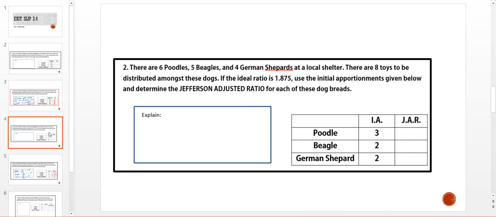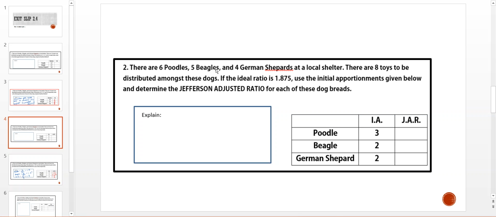Second question, there are 6 poodles, 5 beagles, and 4 German shepherds at the local shelter. 8 toys have to be distributed. The ideal ratio is 1.87. Use the initial apportionments given below and determine the Jefferson adjusted ratio. So remember what Jefferson adjusted ratio does is he takes the class size, which would be 6 for the poodles, and divides by 1 more than they gave away. So he would do 6 divided by 4.